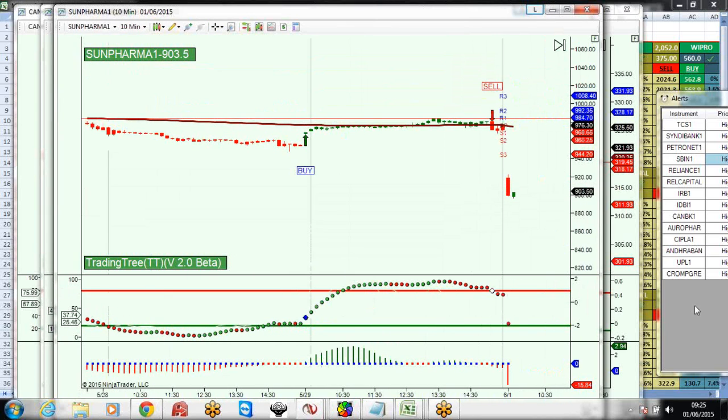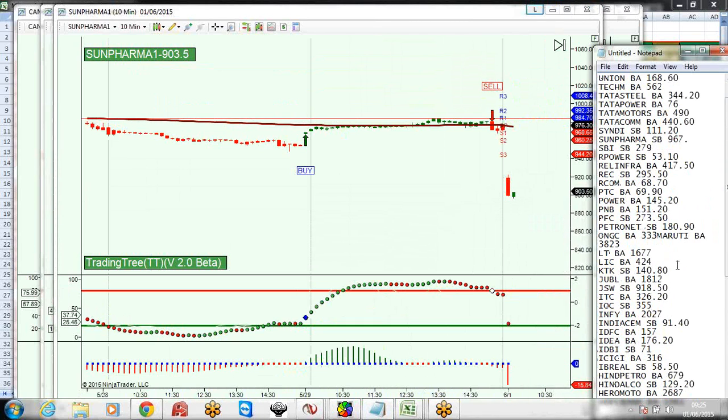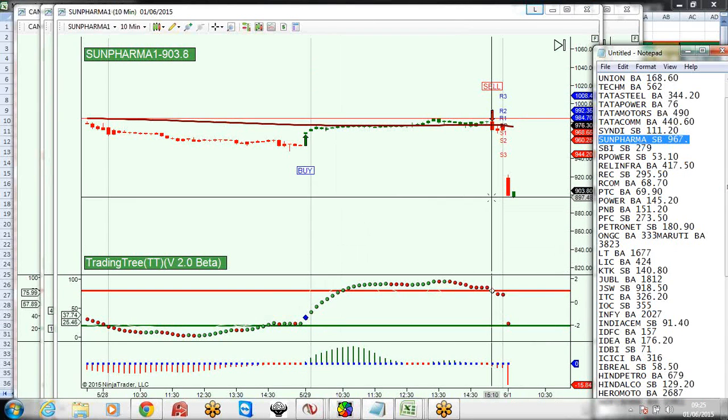Sun Pharma is a huge gap down open. I'll show you Sun Pharma short at 967. You would not have got that price at all. 967, now it is at 903.